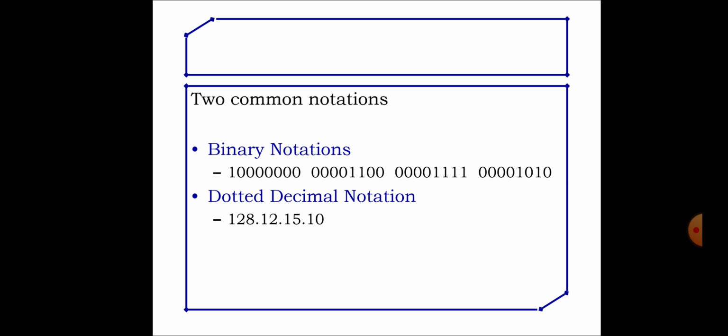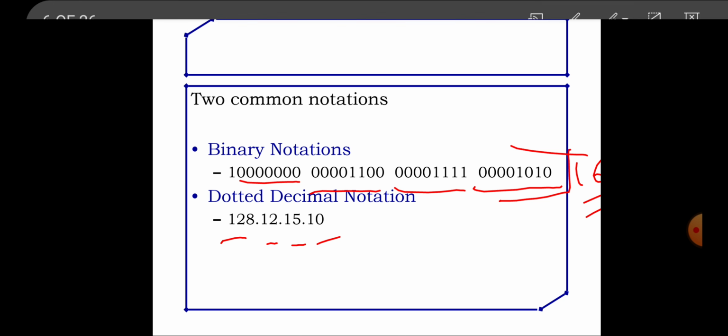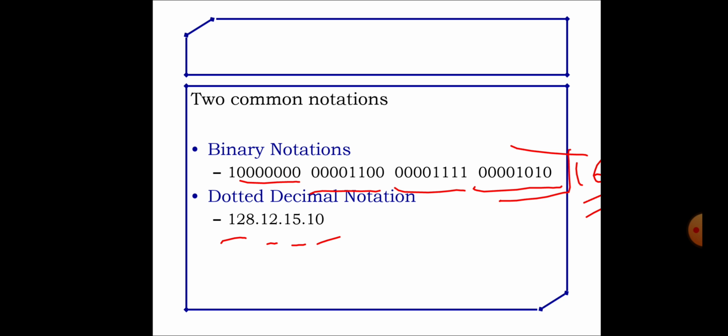There are two common notations. First is the binary notation and another is the dotted decimal notation. In the binary notation, you can simply represent your IP address in binary form. This is 8 bits, 8 bits, and so on. Similarly, you can represent it in decimal notation also, 128.12.15.10. So this is how you can represent the IP address.